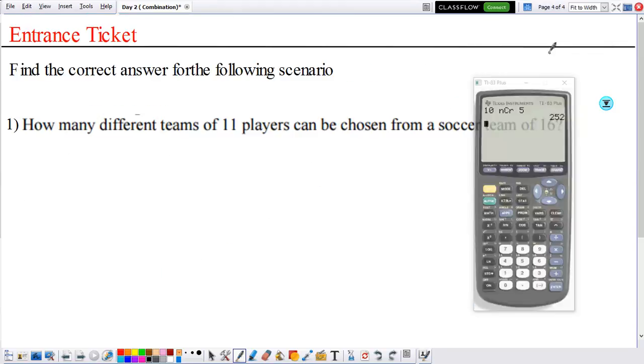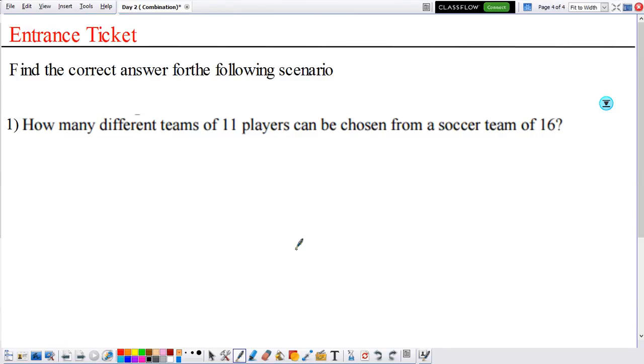So now, here's your entrance ticket. Try to find the correct answer for the following scenario.